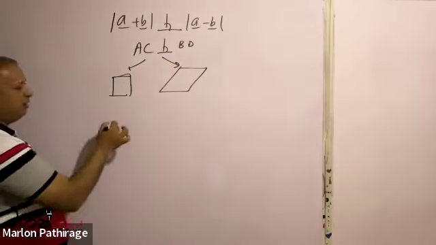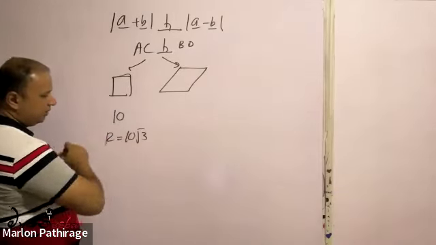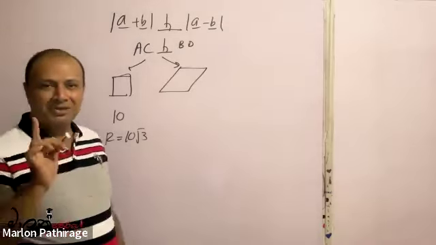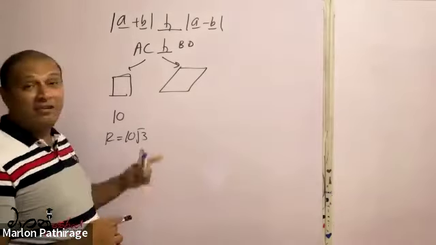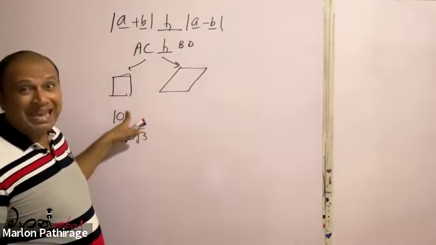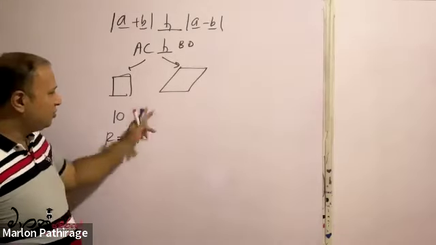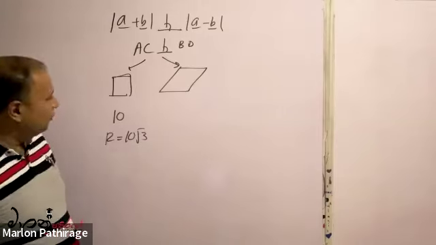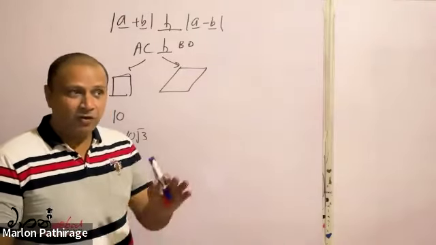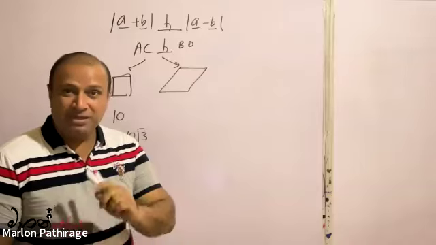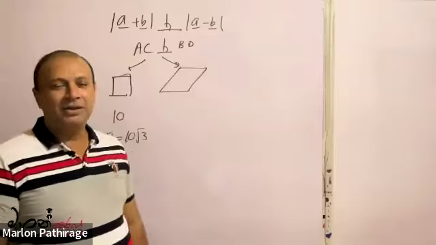Then it is given one vector is 10 and the resultant is 10 root 3. If the resultant is 10 root 3, definitely this should be a rhombus, because if it were a square, it should be 10 root 2. Therefore, this should be a rhombus. If you remember that table, theta should be 60, because 60 over 2 means 30, and cos 30 is root 3 over 2.